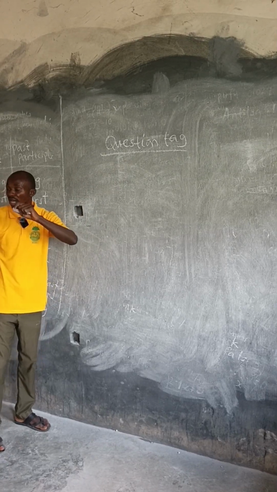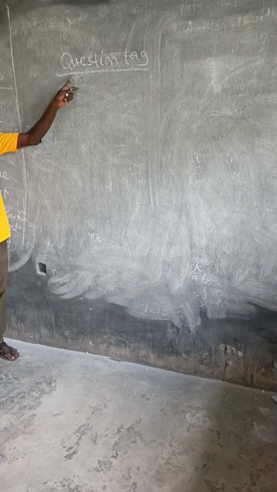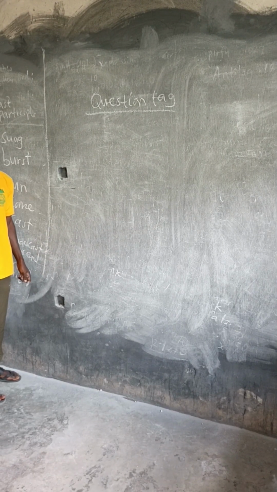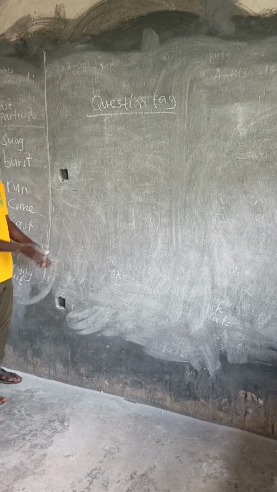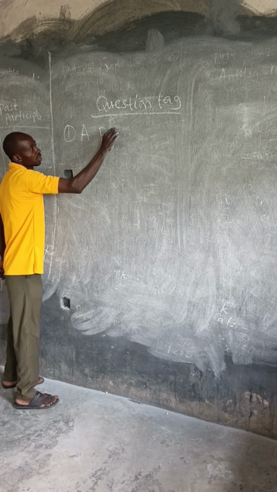That is the tag you're going to attach to a particular question, what we call a question tag. In looking at the question tag here, you're going to look at three principles. There are three principles you need to follow as far as question tags are concerned. The first one is what we call a positive statement.